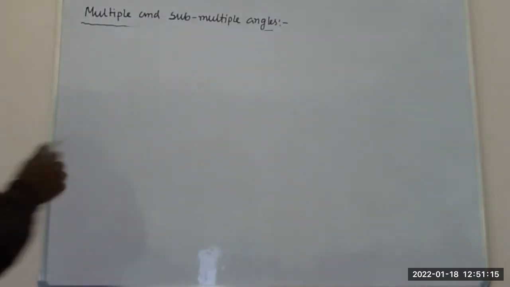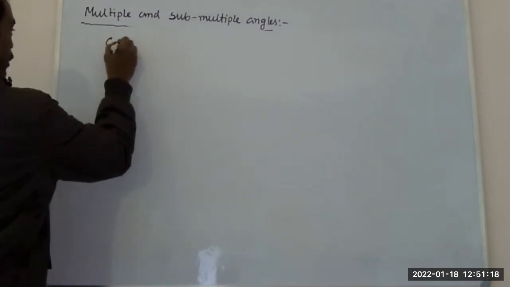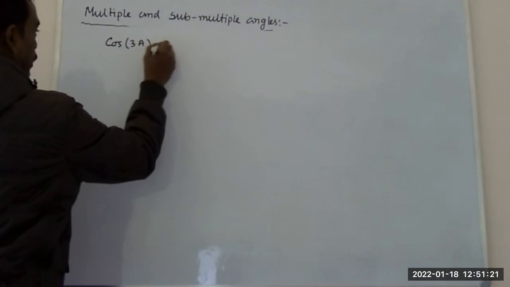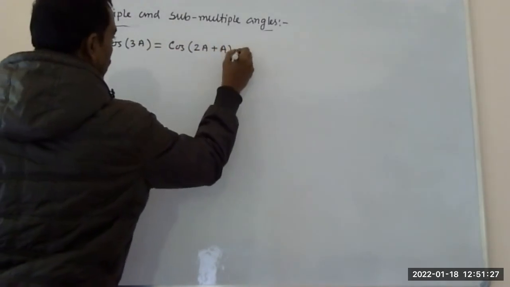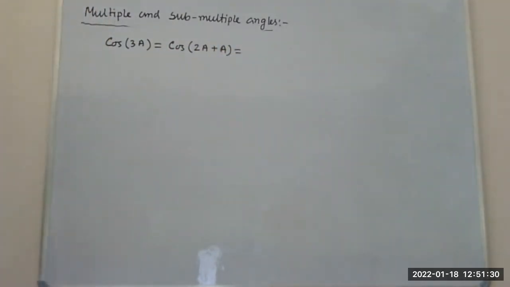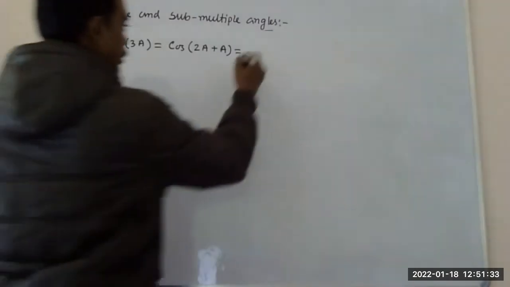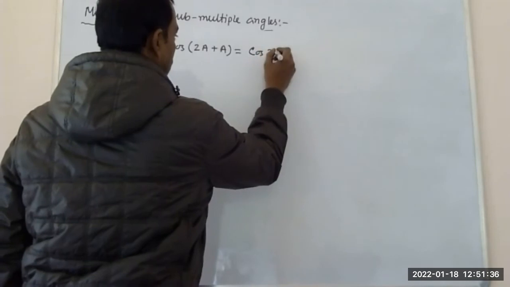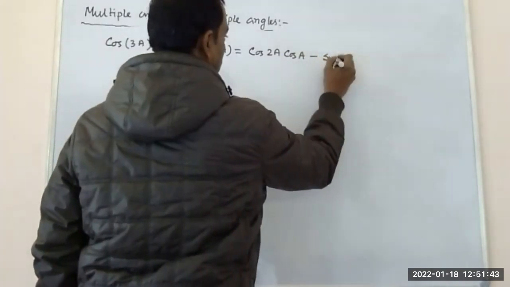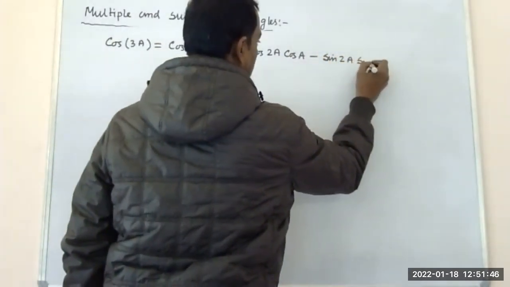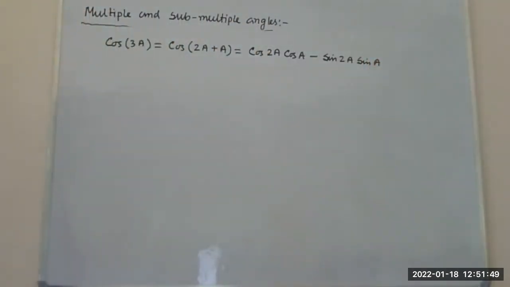Now we are going for cos 3A. Cos 3A can be written as cos of 2A plus A. Now the cos of A plus B formula: cos A cos B minus sin A sin B. Here A is equal to 2A and B equal to A. So cos 3A is cos of 2A plus A, that is cos 2A cos A minus sin 2A sin A.